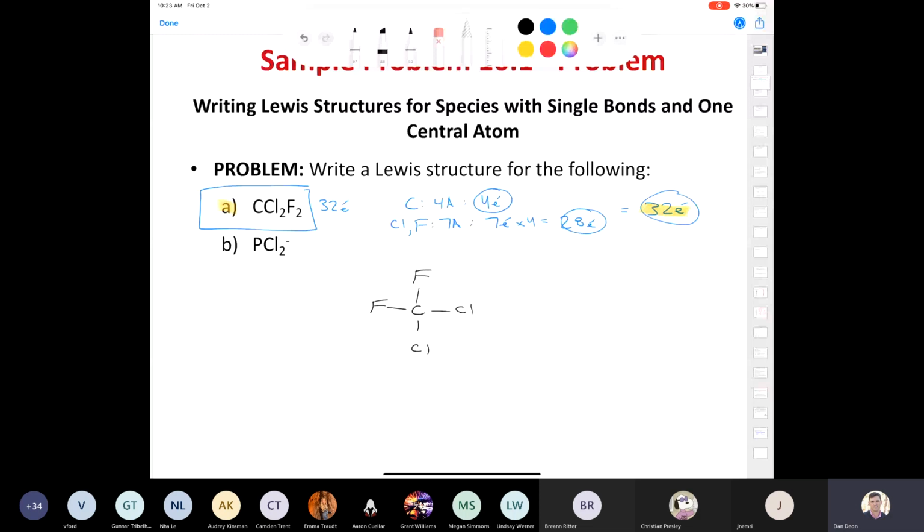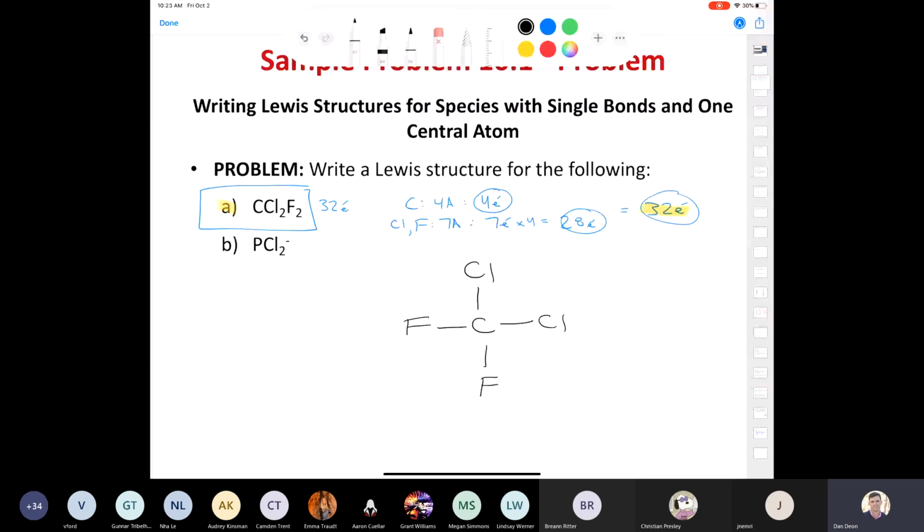And so at this point, actually, let me redraw that. I could do better. Delete. Redraw it. I have a carbon bound to 2 chlorines, bound to 2 fluorines.